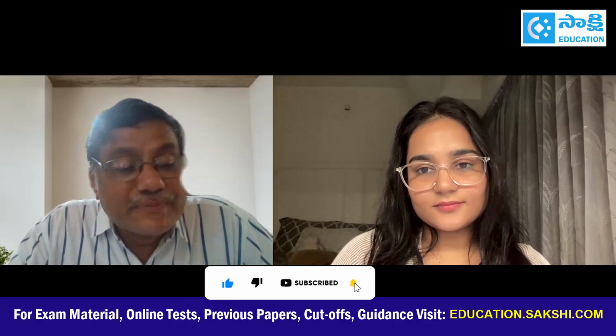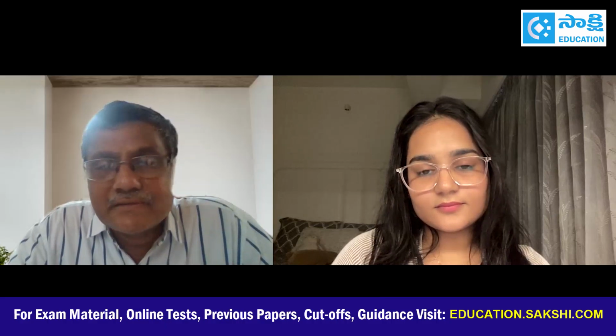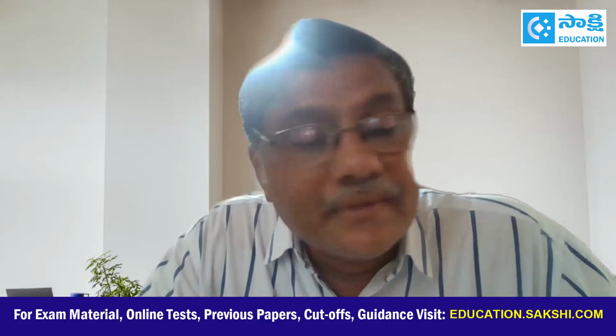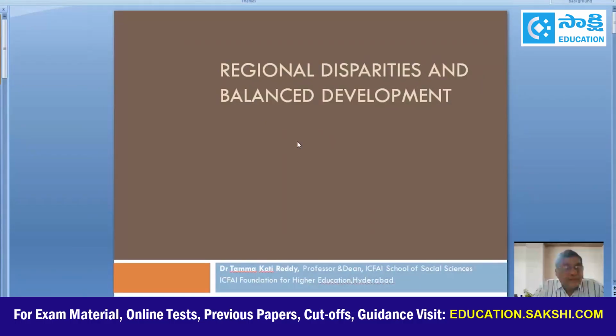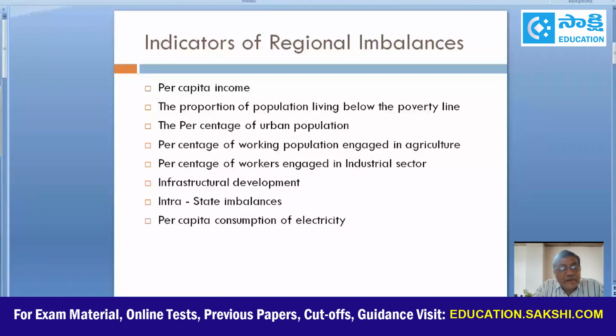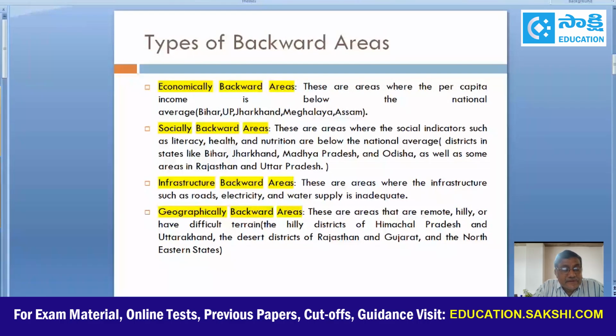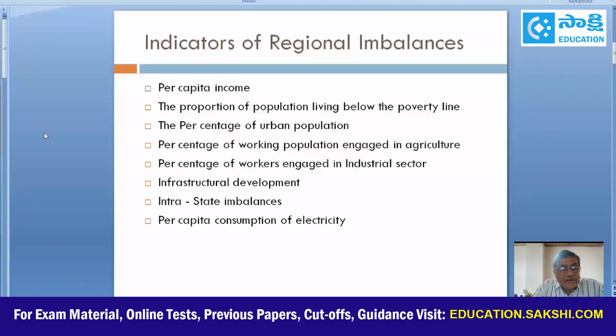The topic for today's presentation is regional disparities and balanced development. India is facing the problem of acute regional imbalances, and the indicators of such imbalances are reflected by factors like per capita income, which varies across the states, the proportion of population living below the poverty line, the percentage of urban population to the total population, percentage of working population engaged in agriculture, percentage of workers engaged in industries, and infrastructural development.